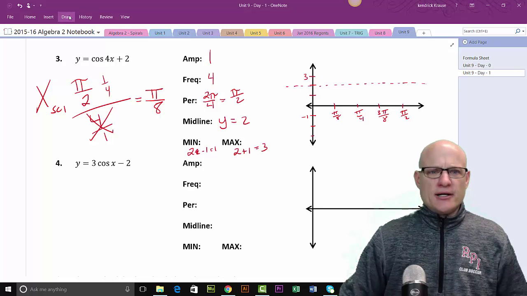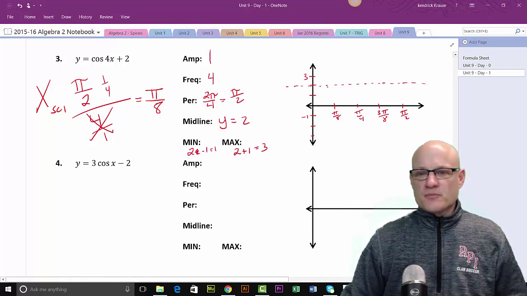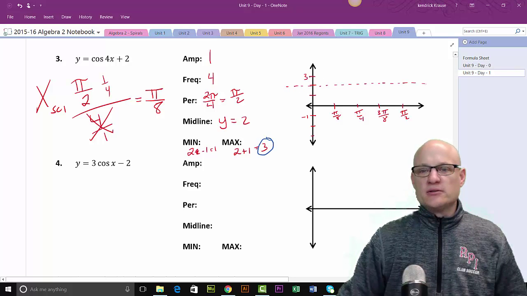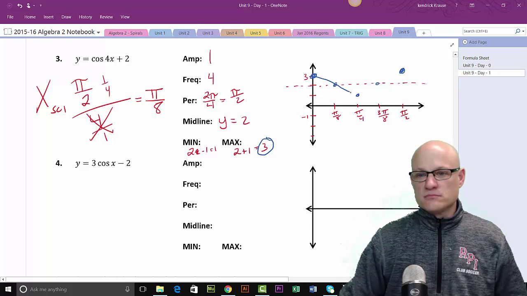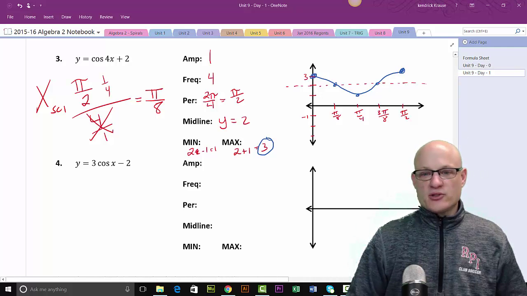All right. Draw. And let's get a blue. So we'll start at a maximum, which is 3. We'll go to the midline and go up the amplitude. And go to the end and go up the amplitude. In the middle, we'll go down the amplitude, which is 1. And in between those, we have zeros. That's it, children.